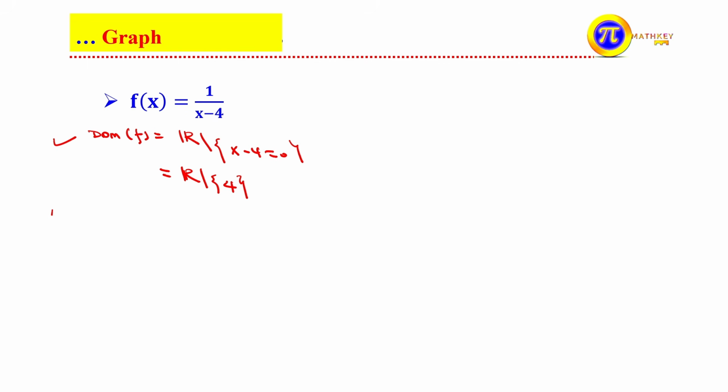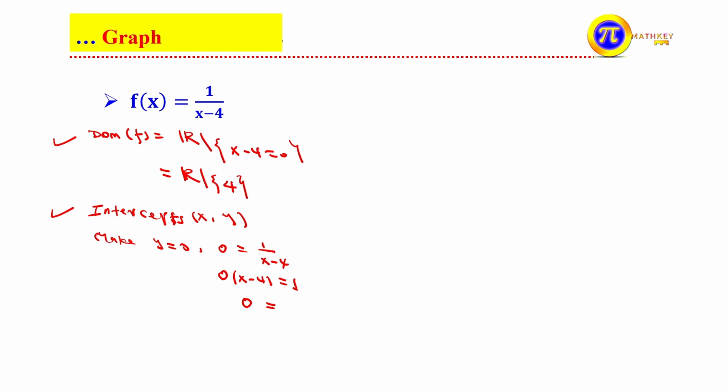The second one, we'll try to find intercepts. In case of intercepts, you have two intercepts, x or y intercepts. To find the x-intercept, make y equal to 0. This implies that 0 equals 1 over x minus 4. Then cross-multiply: 0 times x minus 4 equals 1. But the product, this is 0 equals 1. But it is impossible. This shows that there is no x-intercept. Similarly, to find the y-intercept, make x equal to 0.